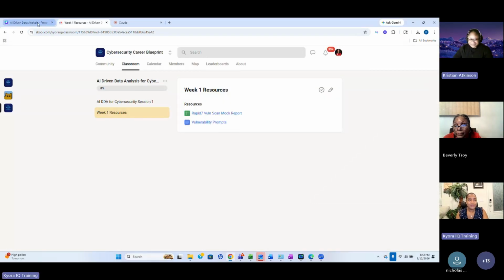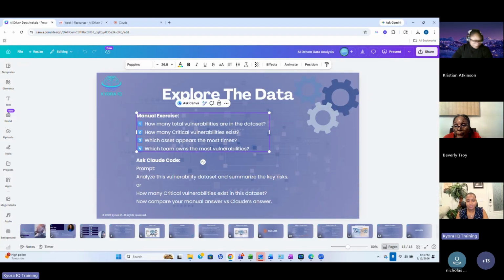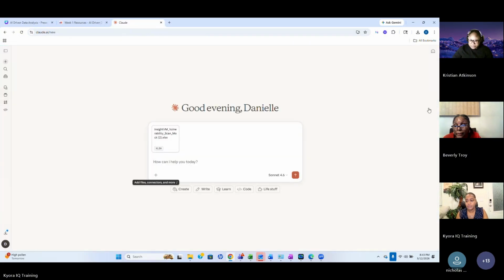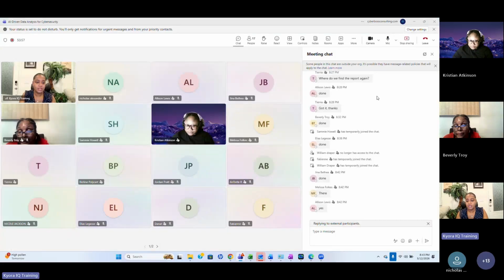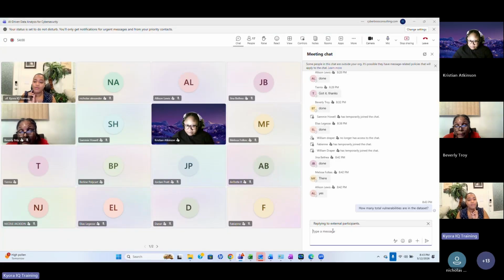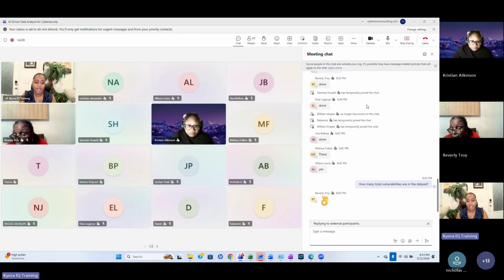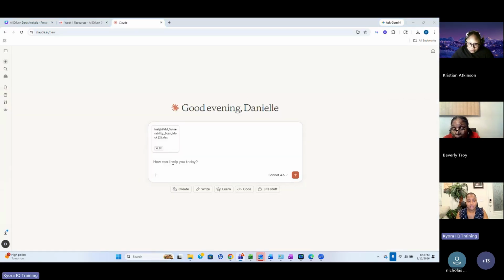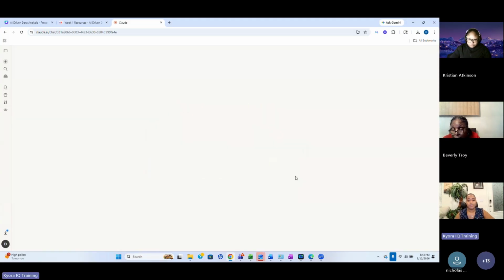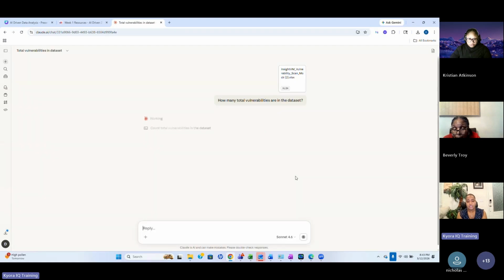Okay, so wait, let me go here, and I'm just gonna type. Put it in the chat. Okay, everybody ready to go? How many total vulnerabilities? So I put the prompt in the chat. You guys are going to copy that exact prompt and paste it into Claude, just like this. Your scan report should be there, and then your prompt should be there, and then you're just going to hit the up arrow and let Claude analyze the report.